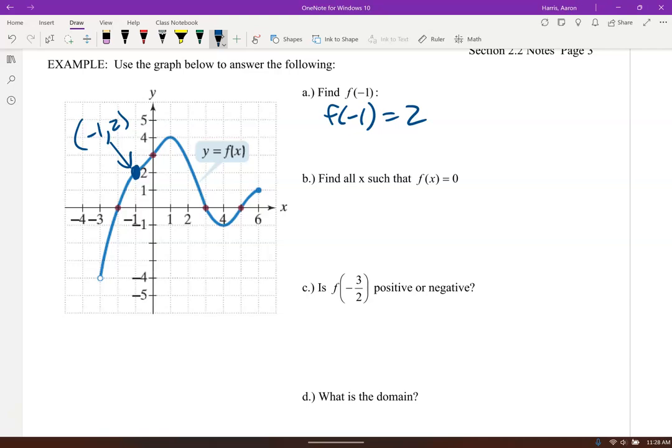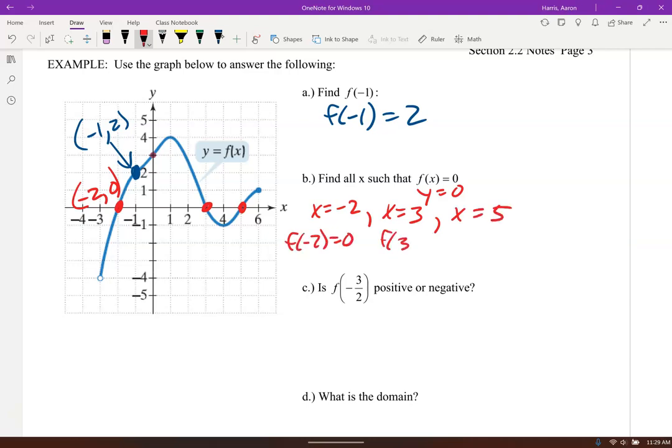Now, where is y? F of x is a nickname for y. What x values make this true? Well, right there, -2. You have an x value of -2. X could be -2. Right here, x could be 3. And right there, x could be 5. In other words, f of -2 is 0. F of 3 is 0. And f of 5 is also 0.